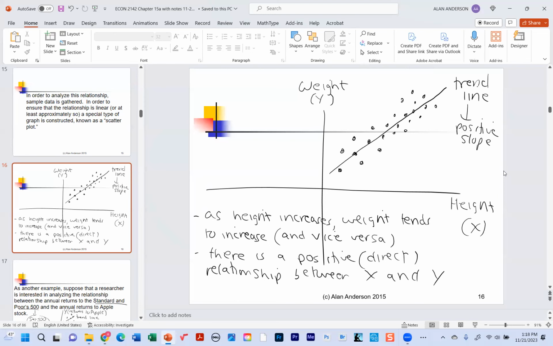That's really the complex part. That's where all the hardcore math gets involved. Exactly how do we find the line that fits the data better than any other? So we'll get back to that later on.